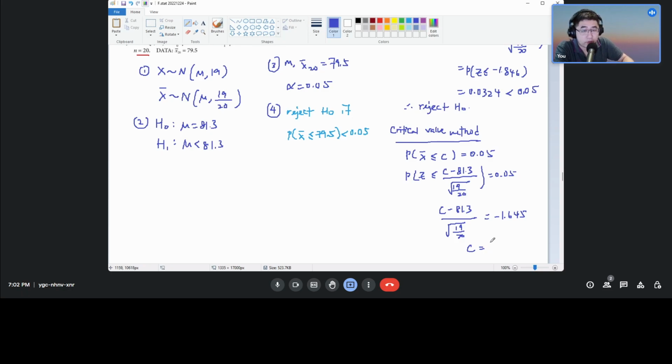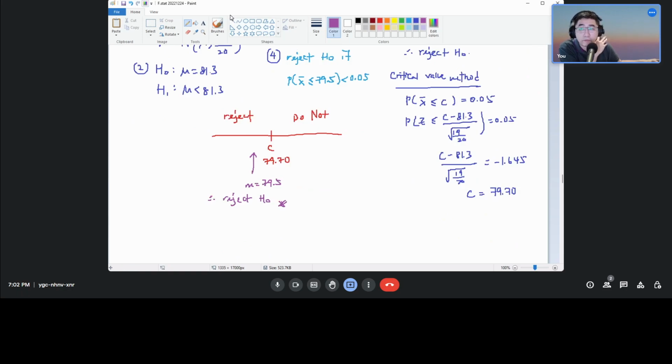So I have 79.70. From here, draw the number line. I have my critical value 79.70. This is to the left, therefore this is the reject region. This is the do not reject region. Then I have my evidence 79.5, which falls under here. m equals 79.5, therefore we reject H null. As you can see, this is the working. You just need to follow through the working and make sure you answer the questions accordingly.